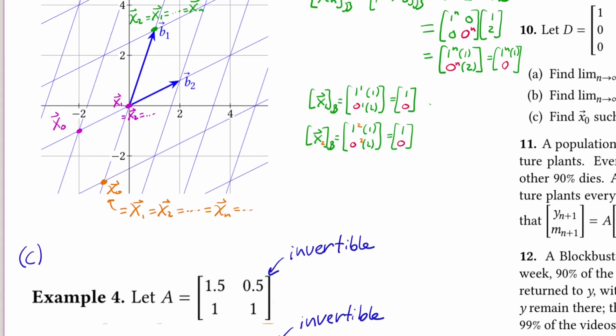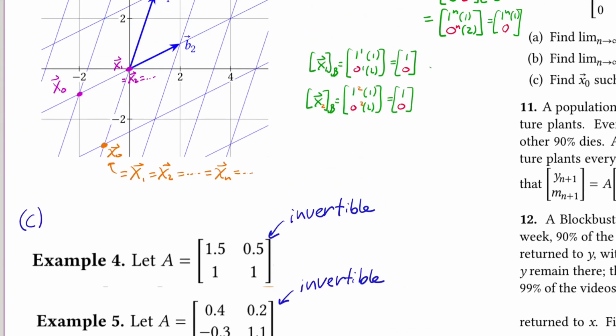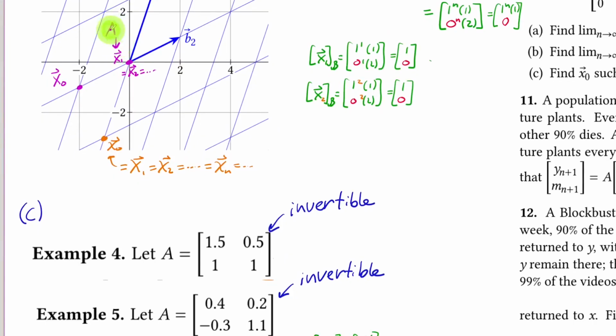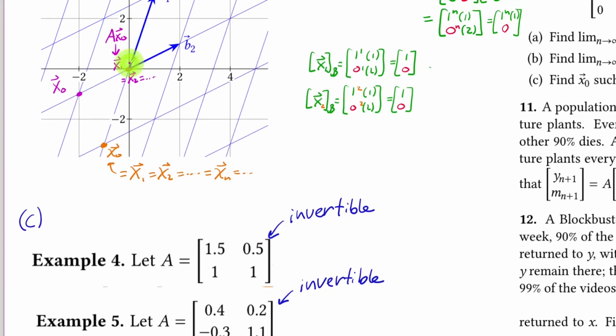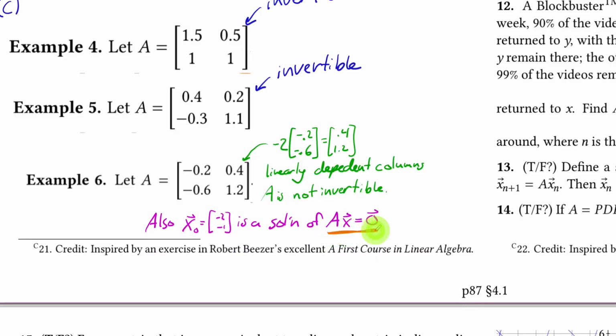Here's another way to see why A is not invertible. Because if you take this x0 right here, that is a solution to the homogeneous equation. Right? We just got x1. Remember, x1 really just means A times x0 here. And we got the origin. So A times this x0 here is equal to 0, which makes this have a non-trivial solution, which is another way of saying the columns are linearly dependent. And that also means A is not invertible.